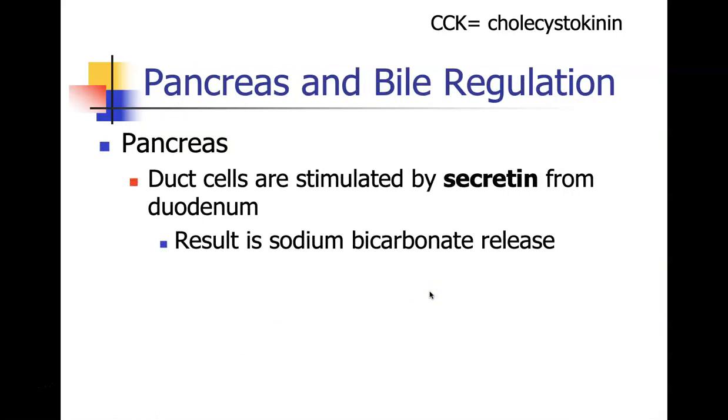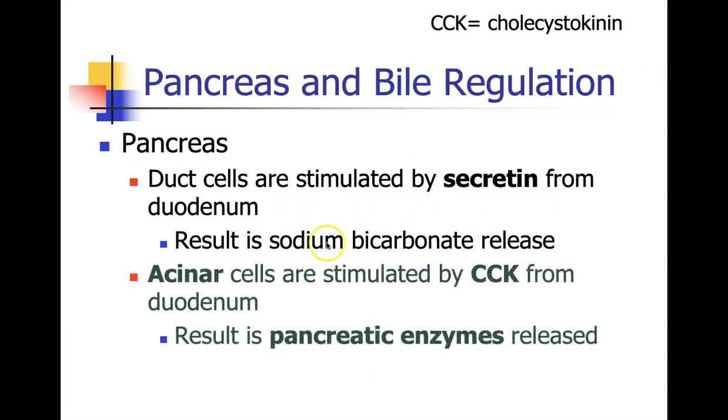In the pancreas, the duct cells are stimulated by secretin from the duodenum, and that results in sodium bicarbonate release. So that hormone secretin from the duodenum tells the pancreas to make that sodium bicarbonate to neutralize the acid.